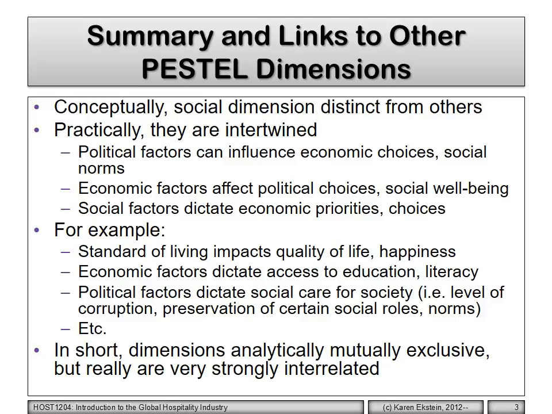For example, standard of living will impact quality of life and happiness. We understand that economic factors dictate access to education and literacy. We understand also that political factors dictate social care for society, levels of corruption, and preservation of certain social rules or norms. In other words, the dimensions are analytically mutually exclusive, but are still very strongly related, and we need to keep that in mind.